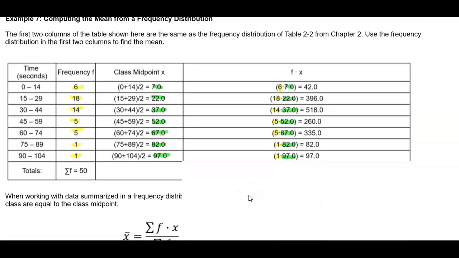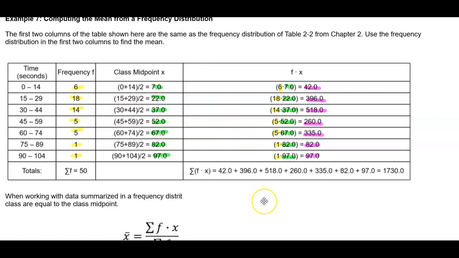Okay, now what we want to do is total up this entire column. We want to find the total by adding all of these up, because remember, the sigma notation tells us that we need to add those all up. So here we want to find the sum by adding each one. So sigma of the midpoint times the frequency, you're going to add those all up. When you add them all up, that gives you a total of 1730.0. And then recall that the total frequency over here is 50.